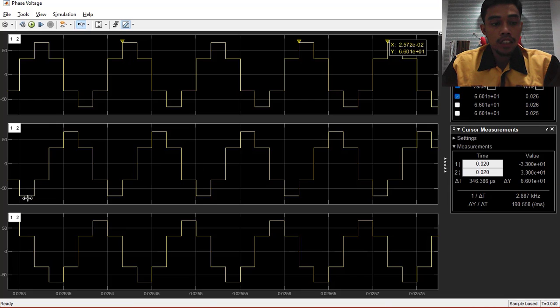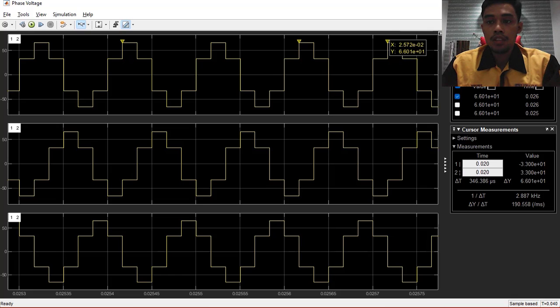The VBN is negative 66.01, which is here. It is negative because it is in the negative region. And the next VCN is equal to 33.01. The value is slightly different due to the internal resistance in the circuit. The same goes for the next step, only the difference is the positive and negative sign, because this operates continuously. After one complete cycle, it will repeat the same process until it reaches the stoppage time.